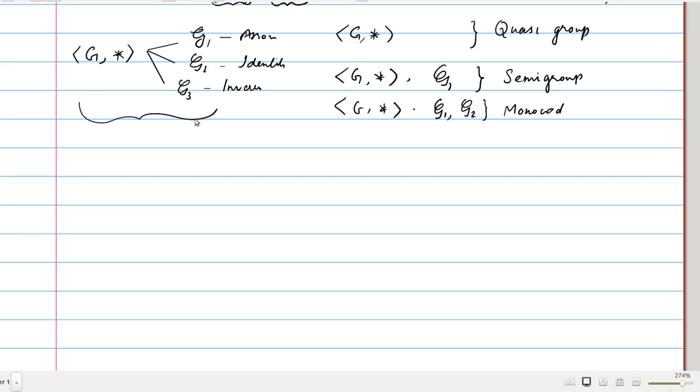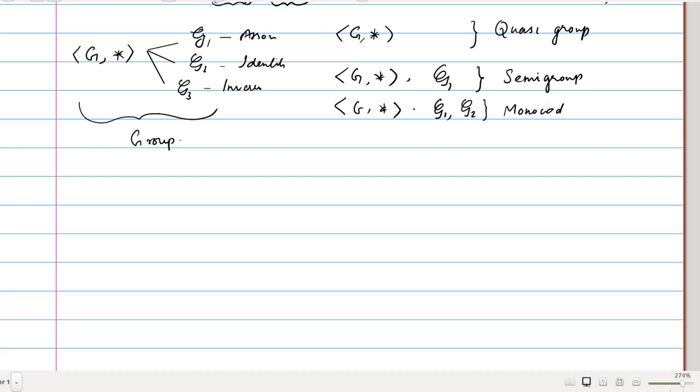So if we have a group G star, then if we drop some of these axioms, we can get the other algebraic structures called quasi group, semi group, and monoid. A quasi group means G along with a binary operation, and a semi group is G along with the binary operation which is associative. A monoid is G along with the binary operation and the axioms of associativity and existence of the identity element only. Then you can get the group.